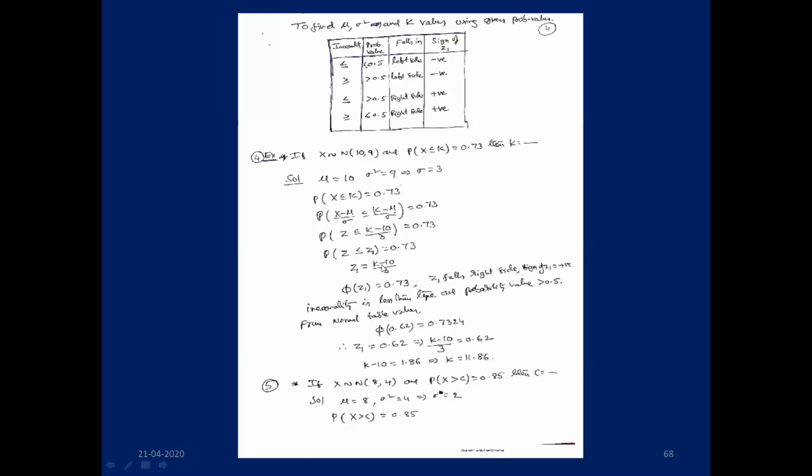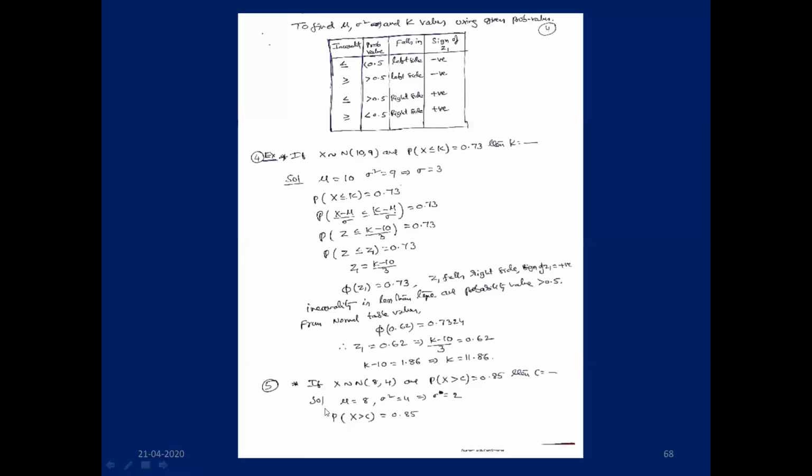Now Z1 is (k minus 10) by 3, so (k minus 10) by 3 is equal to 0.62. So k minus 10 is equal to 1.86, and k is equal to 10 plus 1.86, that is k is equal to 11.86. So this is the problem to find k. This is a very important model from the examination point of view, to find the k value, and also we can find mu and sigma square.